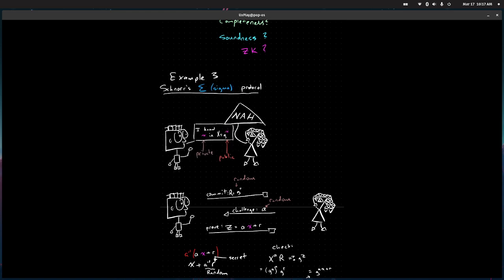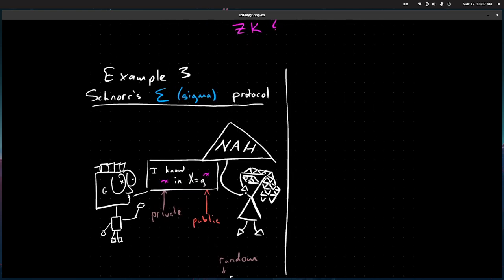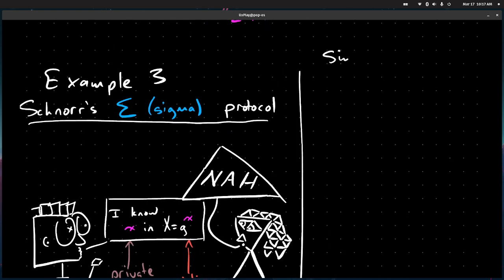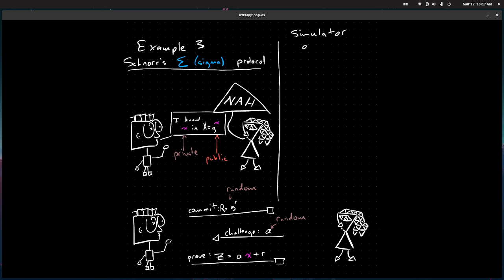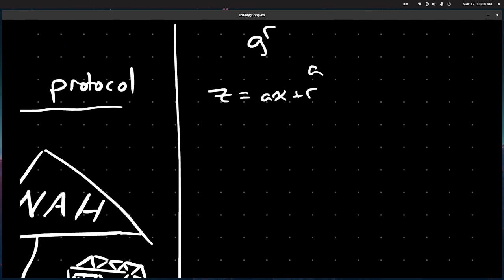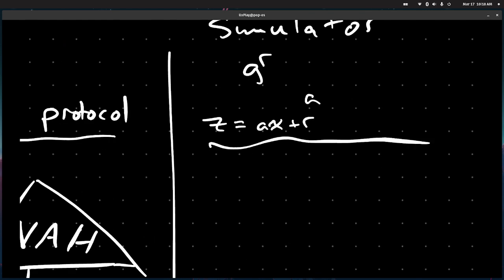And now the simulator is given the message transcript: g to the r, the challenge a, and the final response z equals a plus r. So here's an example of our simulator.